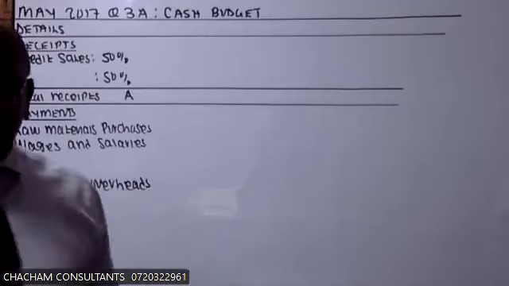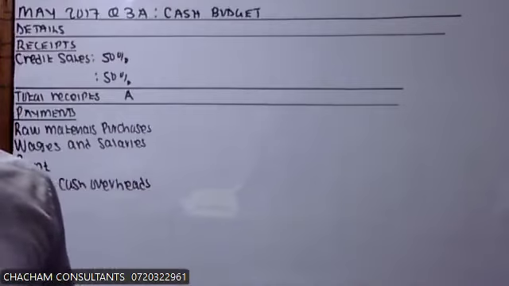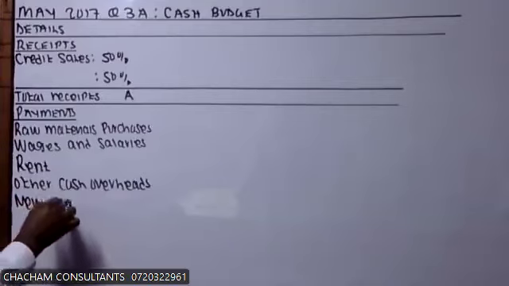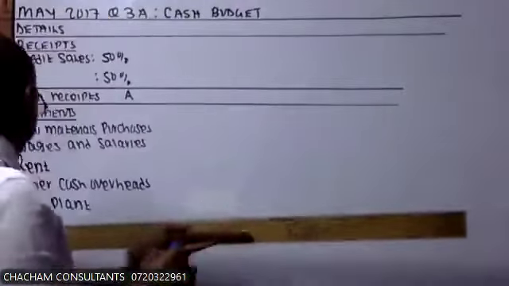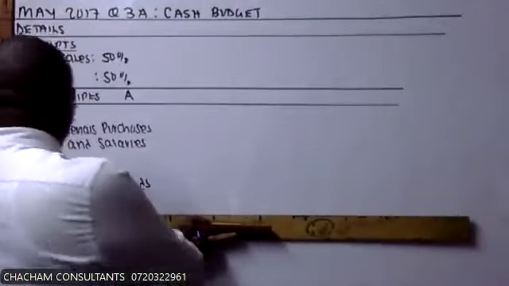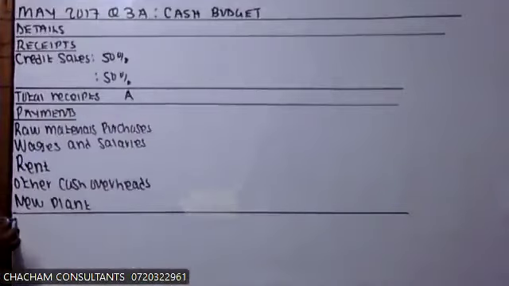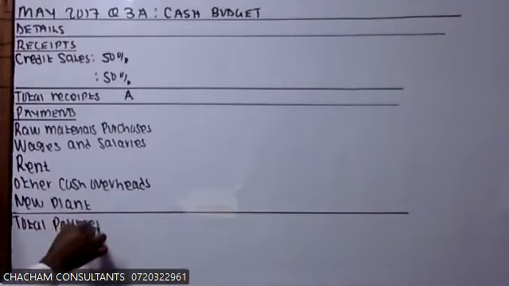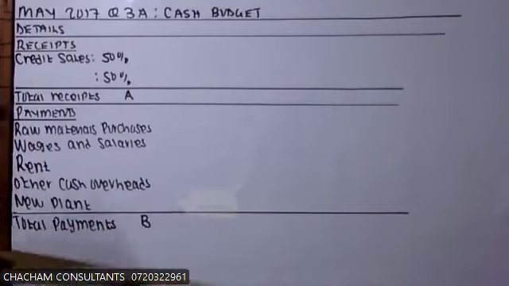What else are you able to see? Yes, there is new plant. Good. New plant. That's all. So if that is all, here we have total payments. And these total payments, we call it B.